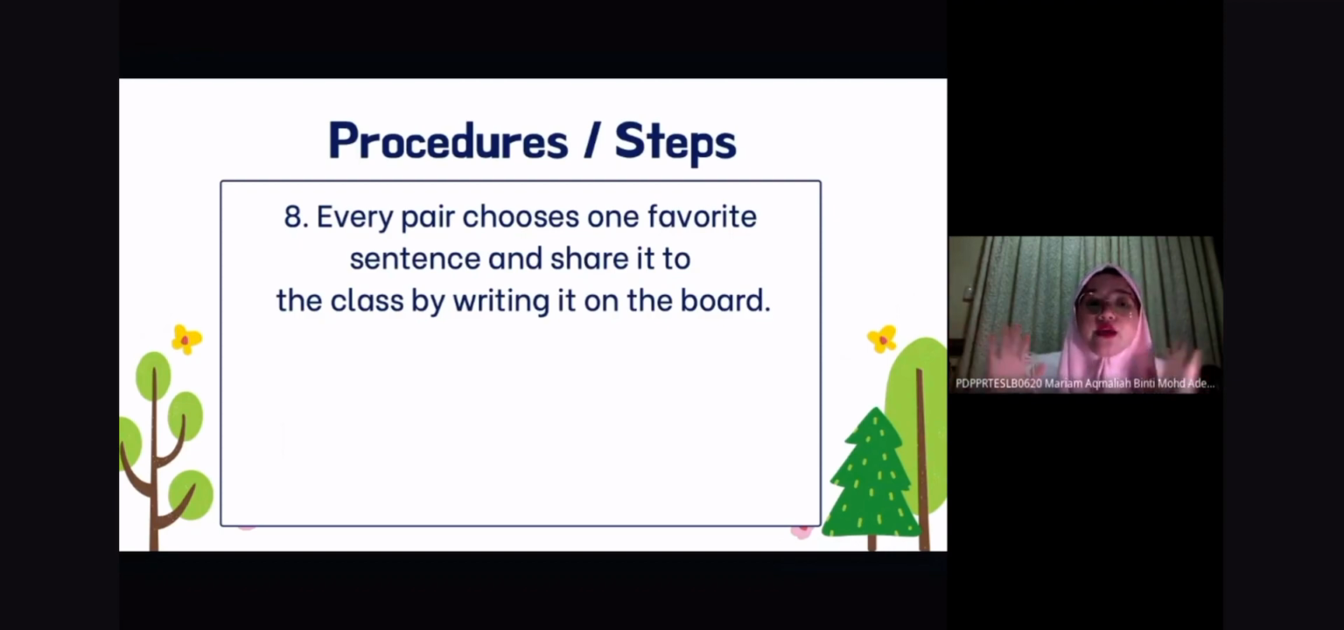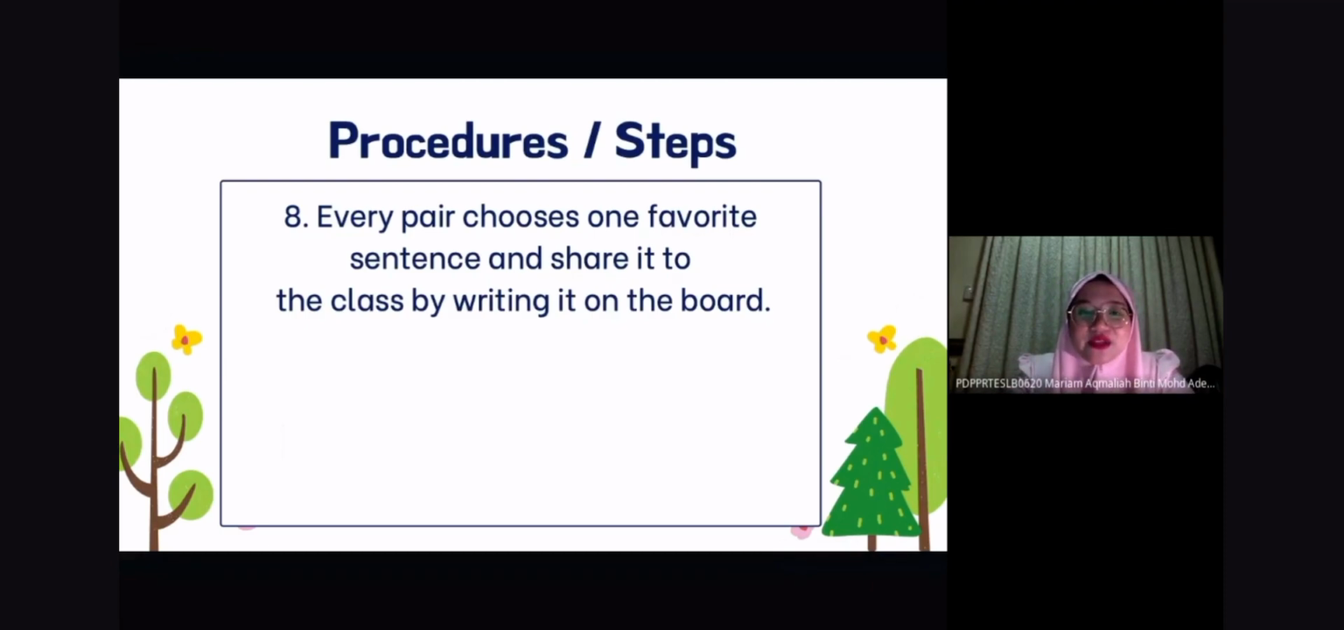Okay, great everyone. Well done for being able to write the two sentences that I requested just now. So now, what you need to do is pick one sentence from the two sentences that you have written. Pick one favorite sentence and write it on the board. Understand? Can you do that? Okay, very good. So that's the eighth step.